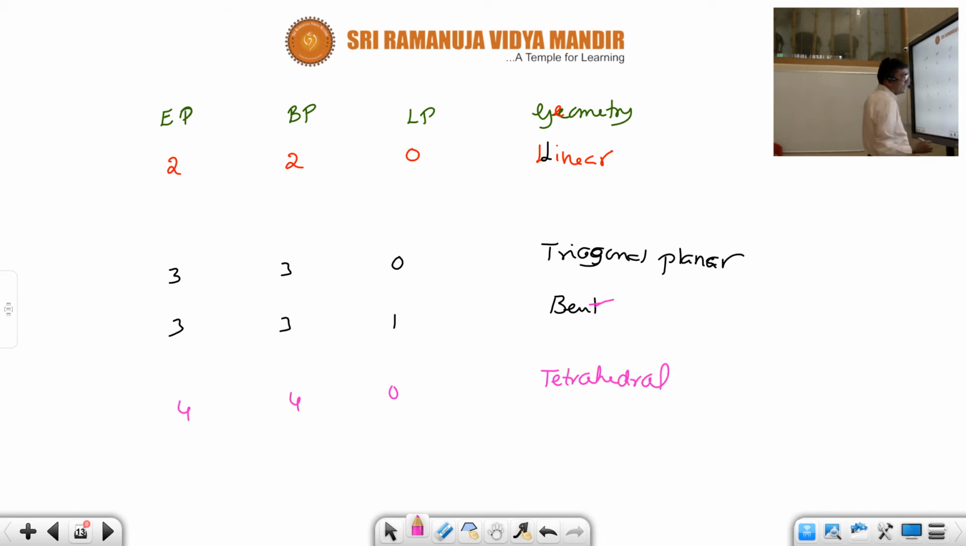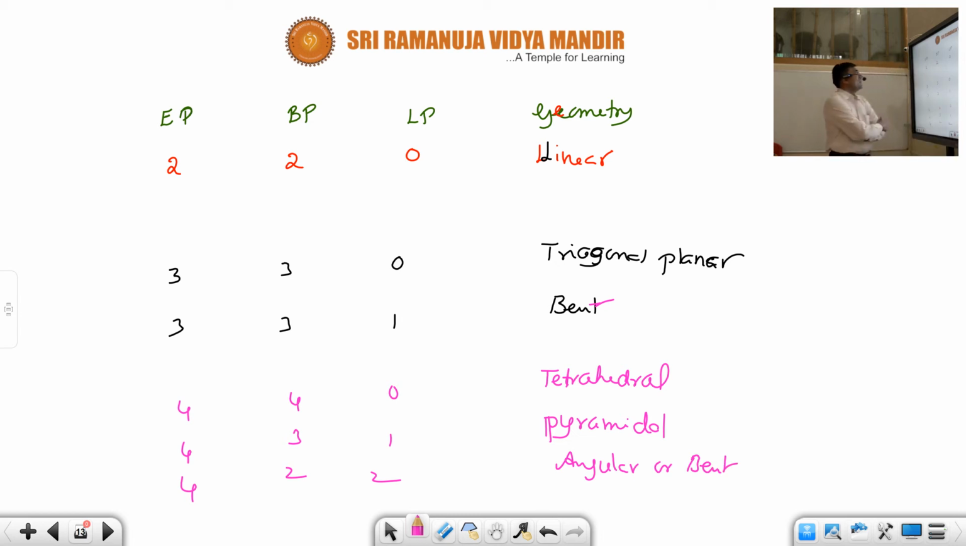Tetrahedral geometry. If there are 4 electron pairs, with 3 bond pairs and 1 lone pair, it is called pyramidal structure. What is it? Pyramidal structure. If there are 4 electron pairs, 2 bond pairs and 2 lone pairs, again it is called angular shape, or bent shape, like the water molecule.